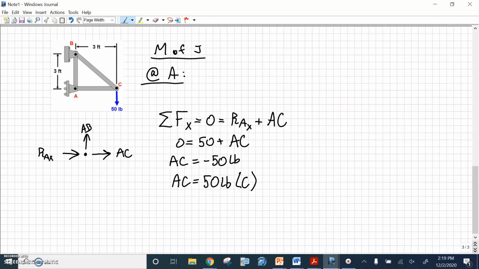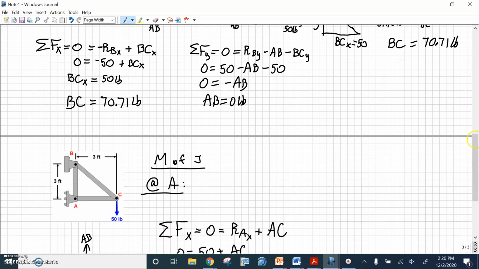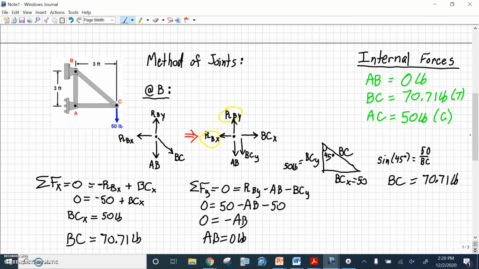Now let's look at this in the real world situation. We have this member BC and member AC. Those two are feeling this 50-pound force. So imagine yourself pulling down 50 pounds at joint C. You could imagine in real life that would actually be trying to, and eventually it's squishing AC together. It's kind of creating a compression. I can't imagine that it would be stretching AC in tension. So when we come back here, we can see that our internal forces represent that AC is in compression 50 pounds.